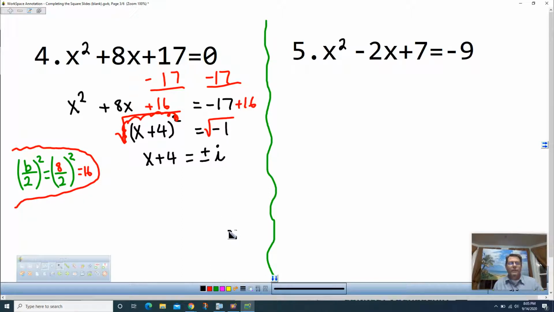Okay. Now we almost got x by itself, so we're going to subtract 4. Subtract 4. x equals -4 plus or minus i.